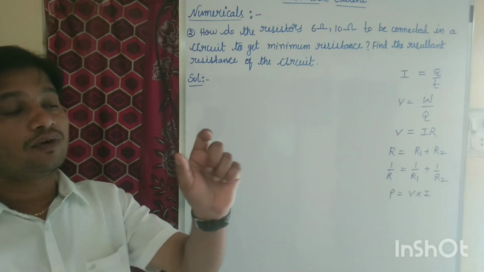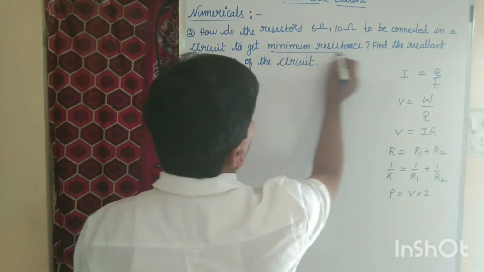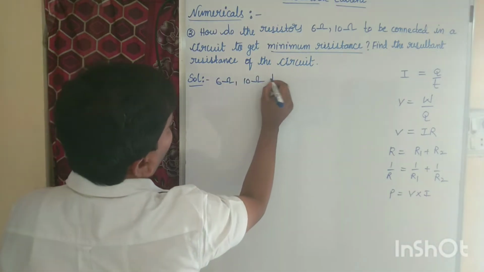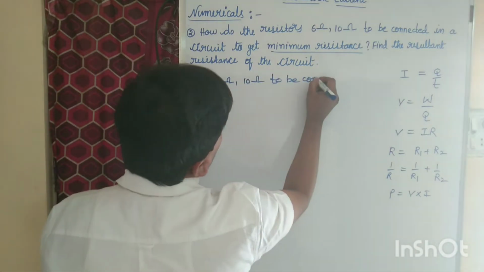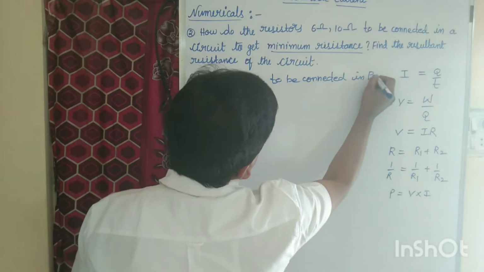So the word parallel is important here. To get minimum resistance, 6 ohms and 10 ohms are to be connected in parallel.